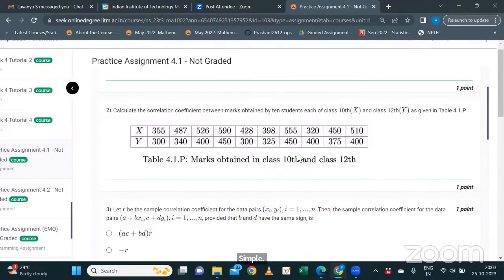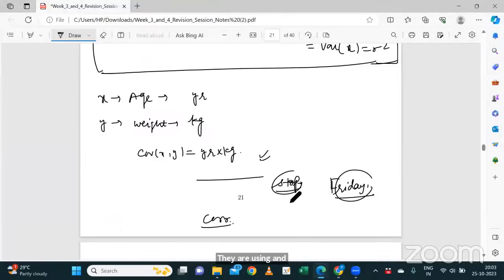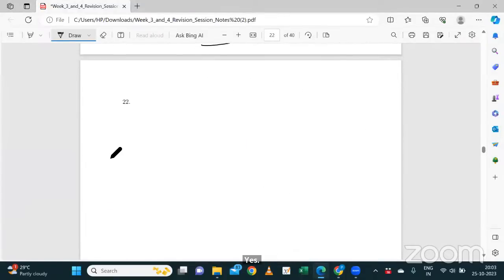It is asking about the correlation coefficient, right? But when they are finding the standard deviation, they are using n minus 1 instead of n. Let me clarify. The correlation coefficient is covariance divided by the multiplication of the standard deviations, right? Now the n term will be cancelled.